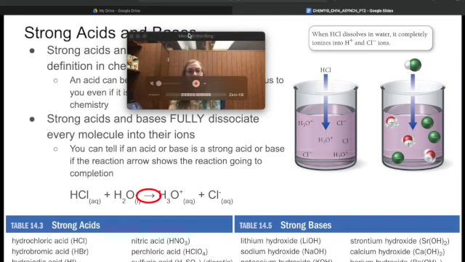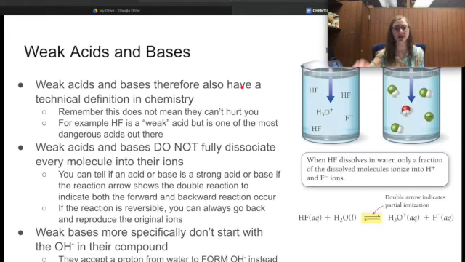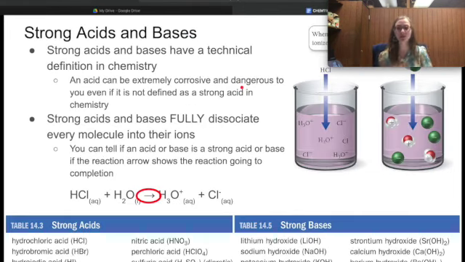So let's talk just a little bit about the strengths of acids and bases to finish on out here. Strong acids and bases have a very technical definition in chemistry. So what we're not talking about when we're talking about the strength of acids and bases is how bad they can hurt you or how corrosive they are, for example. Sometimes it tends to line up with that property. However, that's not really the definition of a strong acid or base in chemistry.